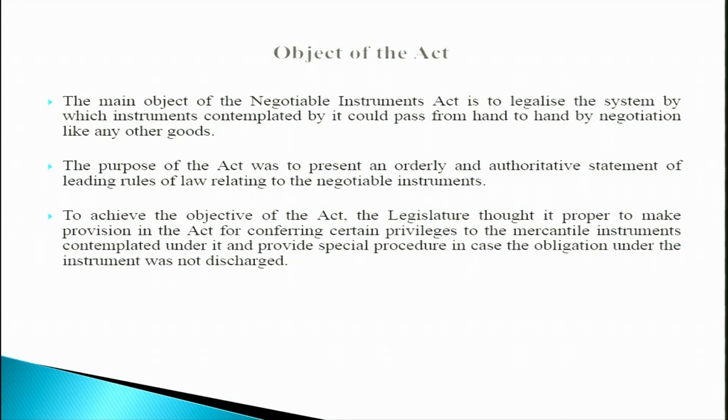The purpose of this Act was to present an orderly and authoritative statement of the leading rules of law relating to negotiable instruments. To achieve the objective of the Act, the legislature thought it proper to make provisions in the Act for conferring certain privileges on the mercantile instruments contemplated under it, and to provide special procedures in case the obligation under the instruments was not discharged. So when you put in rules and regulations, these types of documents, like the check, for example, should be respected.